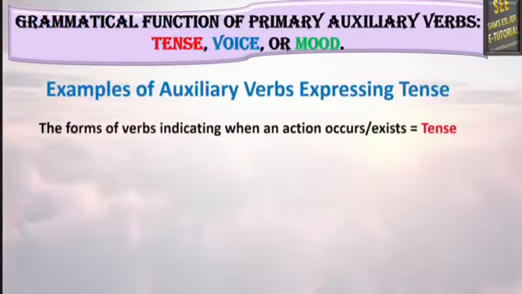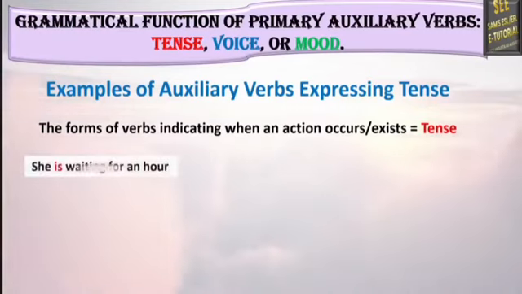So what then is tense? Tense simply means the various forms of a verb that indicate when an action occurred. Of course, it is referred to as what? Tense. Now, let's consider these sentence examples and find out how primary auxiliary verbs can help in expressing tense.